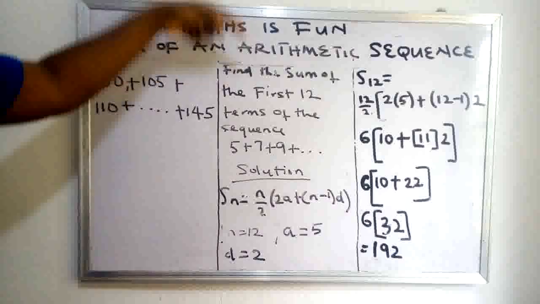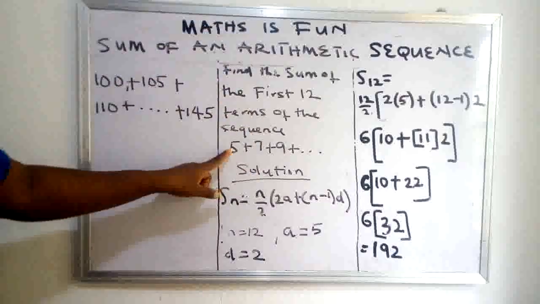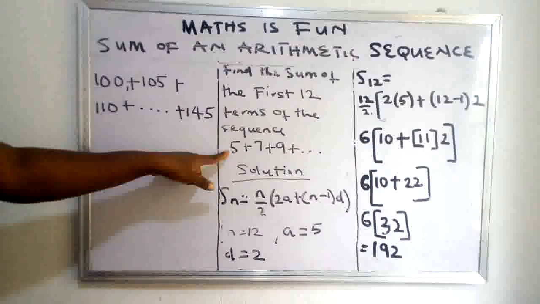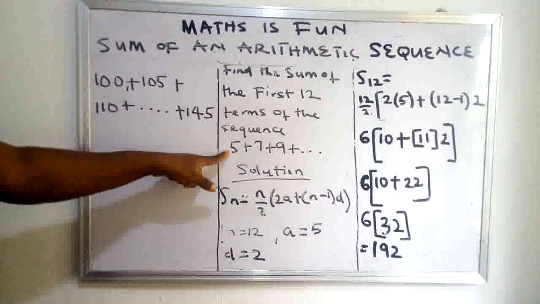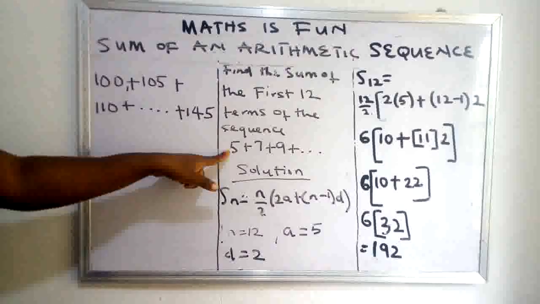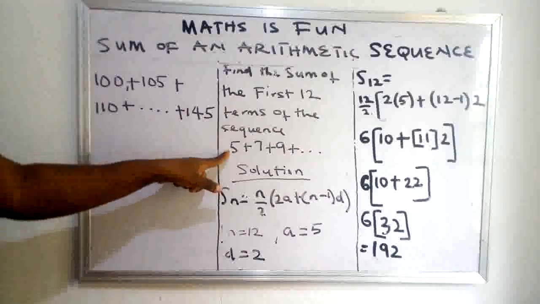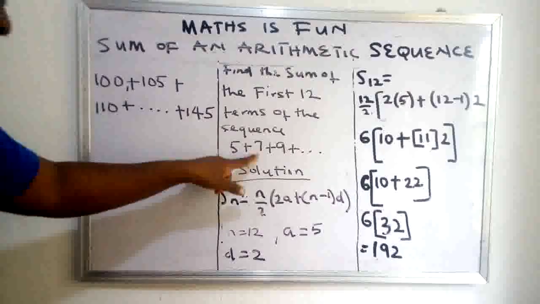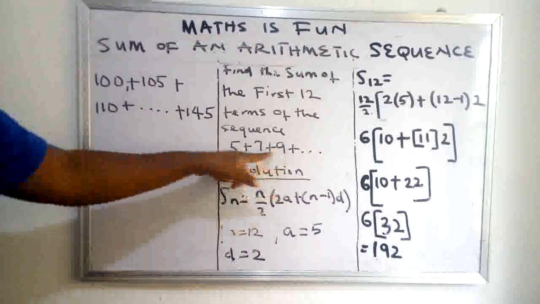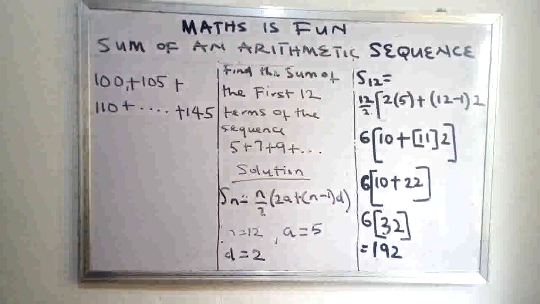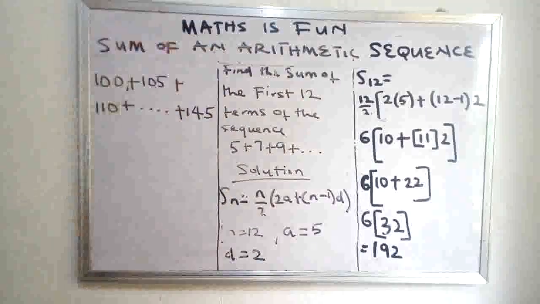The next thing says, what is our a? Look at the sequence. A is the first term, which is what? 5. Are you there? Then what's our d? The common difference. D stands for difference. So the difference between these terms in the sequence, let's look at it. 5 and 7. What's the difference between them? 2. 7 and 9. What's the difference between them? 2. Good. Very good. So our common difference becomes 2.